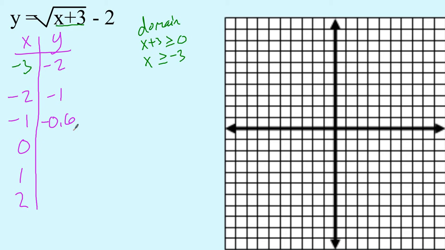You plug in 0. So we get square root of 3 minus 2. We get about negative 0.3. Another gross one. Plug in 1. This would be nice. That's just going to get you 0. Plug in 2. We get square root of 5 minus 2, which is 0.2. We graph those: (-3, -2), (-2, -1), (-1, -0.6), and that one's gross, but (1, 0) is nice.